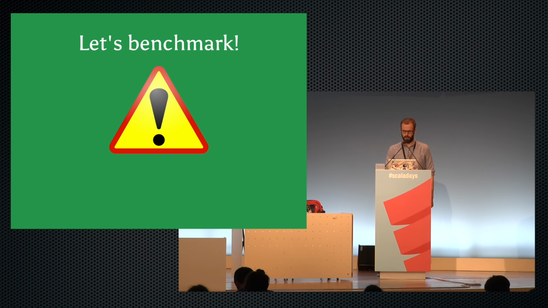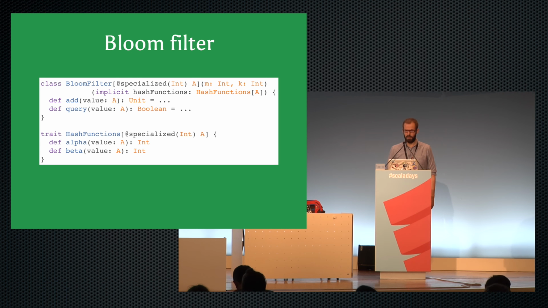OK, so just like before, we'll run some benchmarks. We've got two different benchmarks this time. The first one is a Bloom filter. A Bloom filter is a probabilistic data structure. It's like a set, but it has this query method that will tell you if a certain element is probably in the set. So it returns a Boolean, and if it's true, it means it's probably in the set. If it's false, it means it's definitely not in the set.